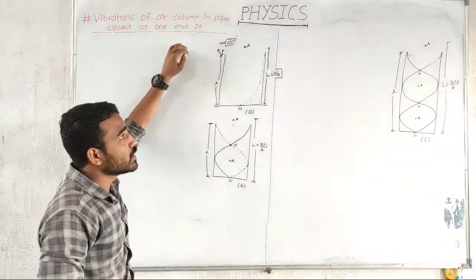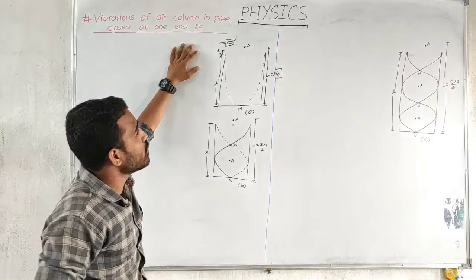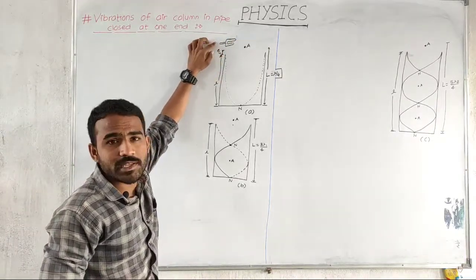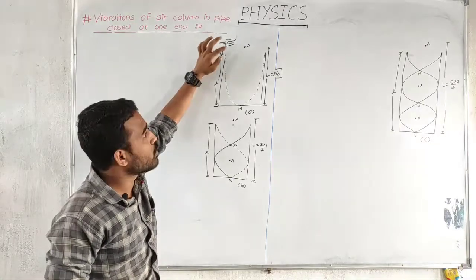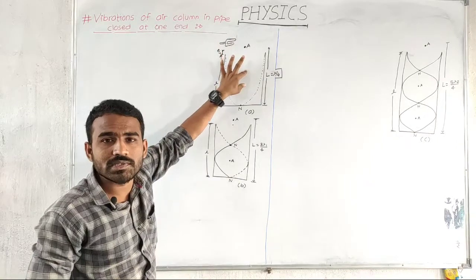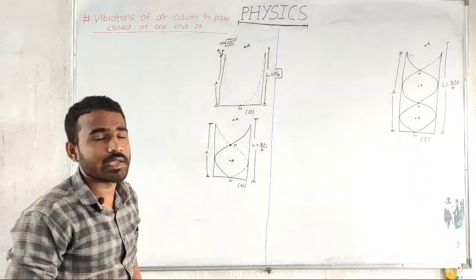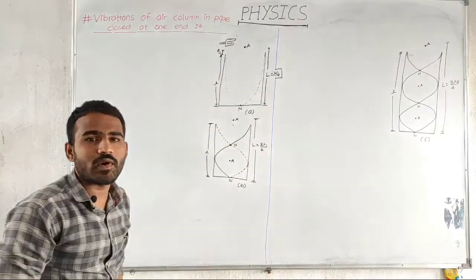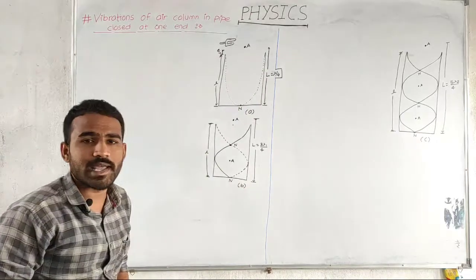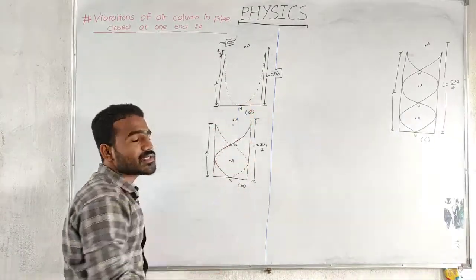When a vibrating tuning fork is placed at the open end of this closed pipe, this vibrating tuning fork produces sound waves, and these sound waves are moving in this pipe. As the tuning fork is placed at the open end, the sound waves sent by the tuning fork move in this tube.